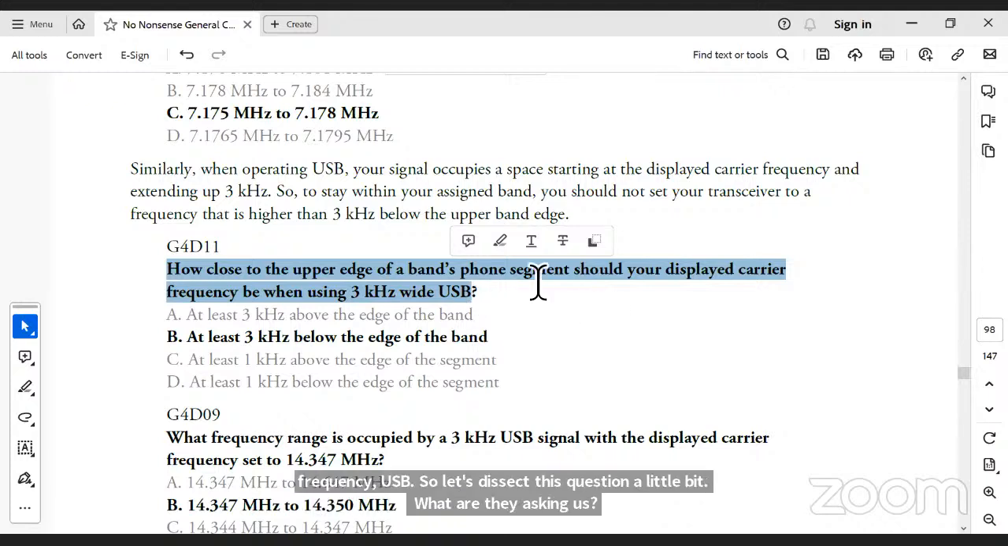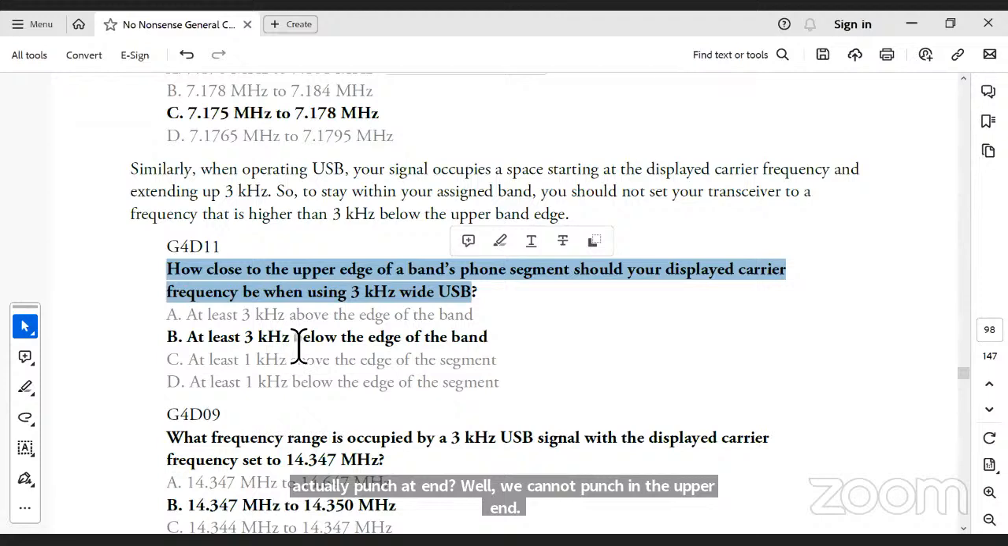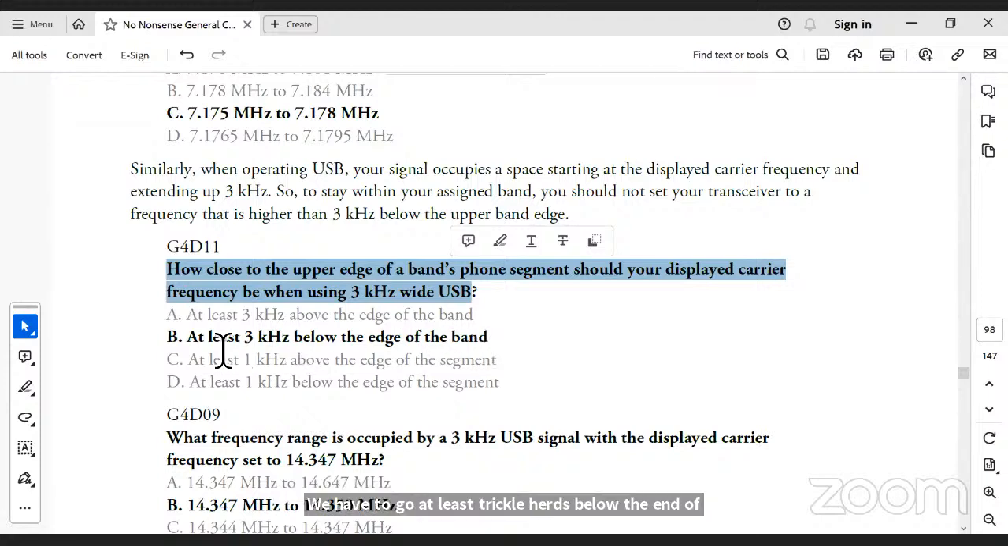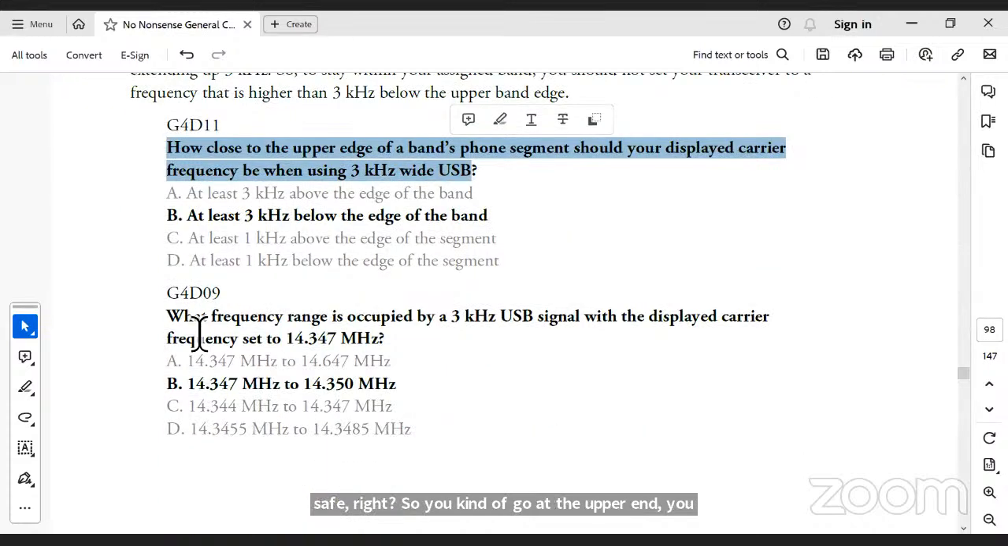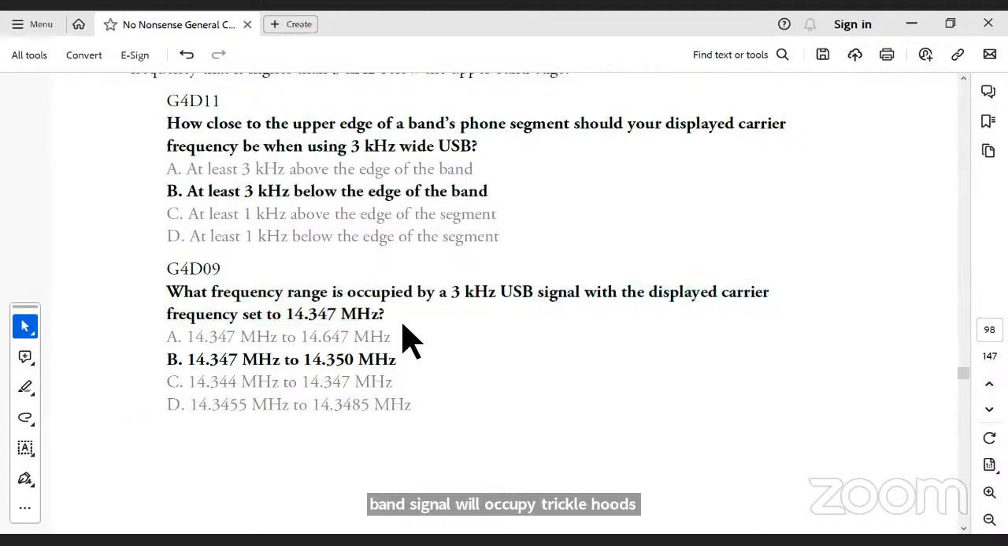Well, we cannot punch in the upper end. We have to go at least 3 kHz below the edge of the band. And we say at least 3; I would go a little more just to be safe, right? So you cannot go at the upper end. You have to go 3 kHz below because our upper sideband signal will occupy 3 kHz. All right, so hopefully the math makes sense there. All right, next question up.